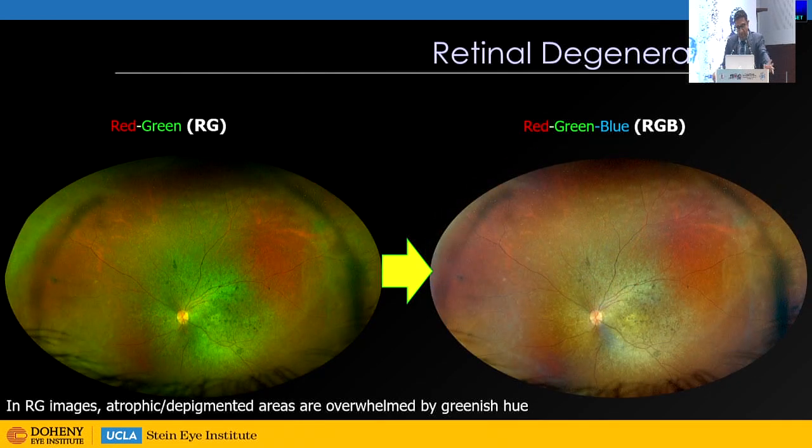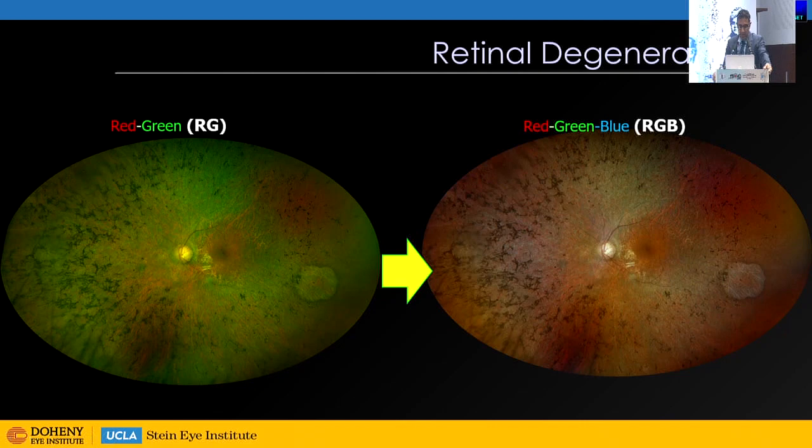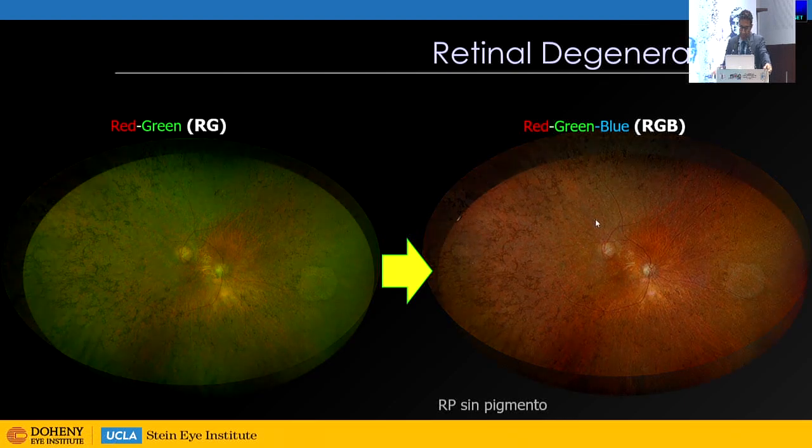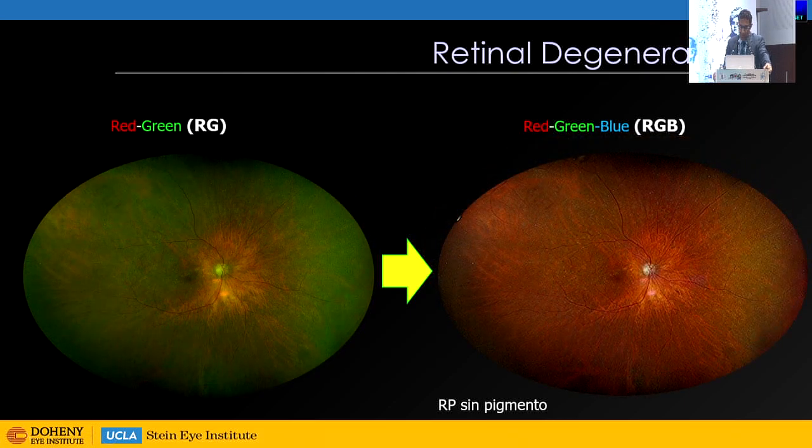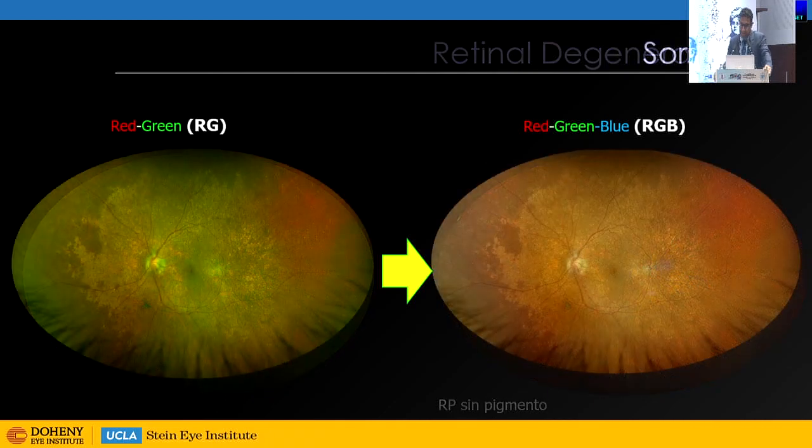And also for patients with retinal degenerations and other types of pigmentary alterations, sometimes these areas of atrophy and depigmentation can be overwhelmed by the greenish hue. It's hard to delineate or understand them. And again, you can see a more natural fundus appearance. Another patient with a retinal degeneration, again highlighting the areas of deep pigmentation which appear more natural. Here's another patient with retinitis pigmentosa, seen pigmento. Again, you can see a pretty striking difference by adding the blue laser in this case.